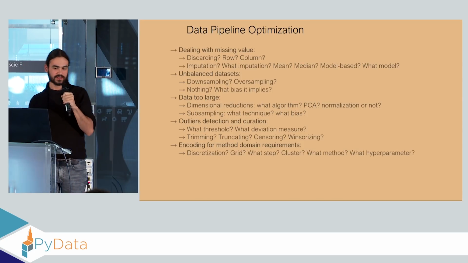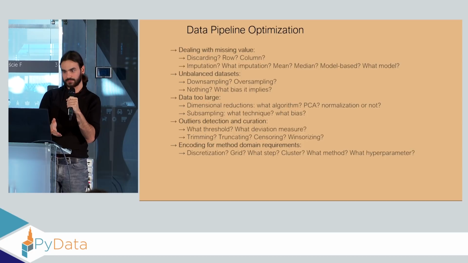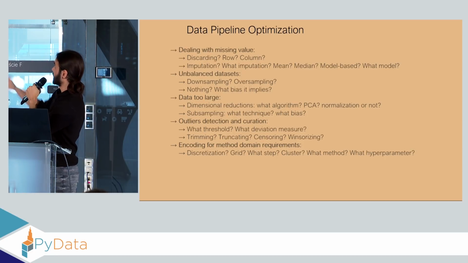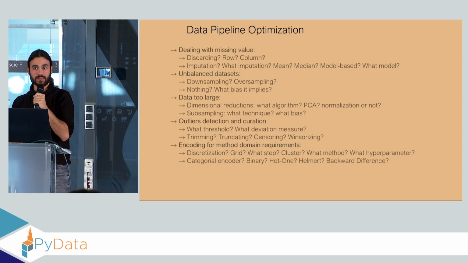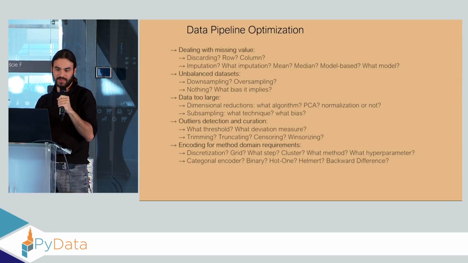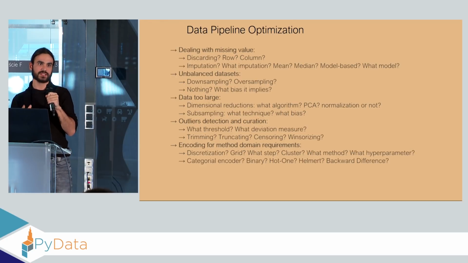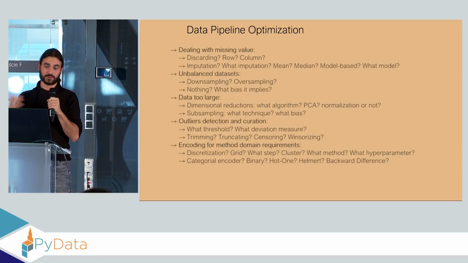So are you using discretization? What type of grid? What step for your grid? Or maybe clusterization, what methods, what hyperparameters for your methods? Maybe a categorical encoder: binary, one-hot, Helmert, backward differences. You have so many choices, and we know that those choices depend on your data, but also on your algorithm. So how can you justify that?